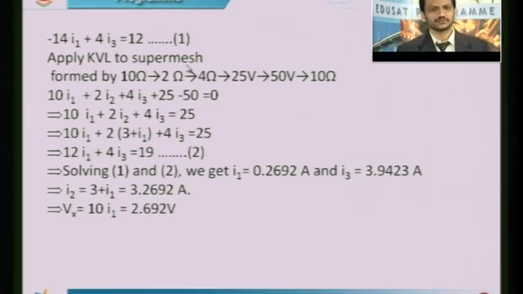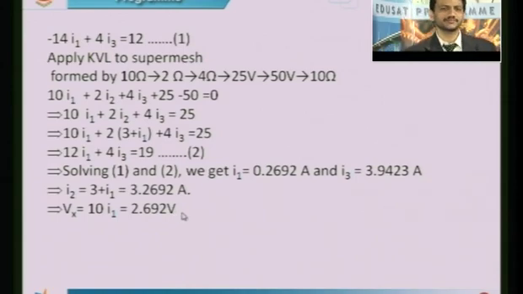Then apply KVL to super mesh, whatever I have written on the board, same thing is available here. So, 10 I1 plus 2 I2 plus 4 I3 plus 25 minus 50 is equal to 0. Then rearranging this equation, with the substitution for I2 being equal to 3 plus I1, we get 12 I1 plus 4 I3 is equal to 19. Solving 1 and 2, we get I1 as 0.2692, and this is the important parameter because our response, Vx, depends on this. So, Vx is equal to 10 I1, which is 2.692 volts.